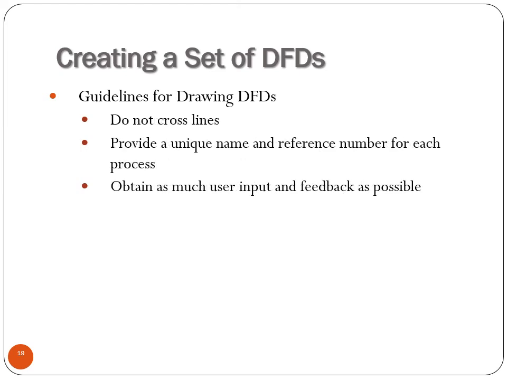Fourth, do not cross lines. One way to achieve that goal is to restrict the number of symbols in any DFD. For example, on lower level diagrams with multiple processes, you should not have more than 9 processes. More than 9 symbols is usually a signal that your DFD is too complex and you should reconsider your analysis. Fifth, provide a unique name and reference number for each process. Sixth, obtain as much user input and feedback as possible. Your objective is to ensure that the model is accurate, easy to understand, and meets the needs of its users.